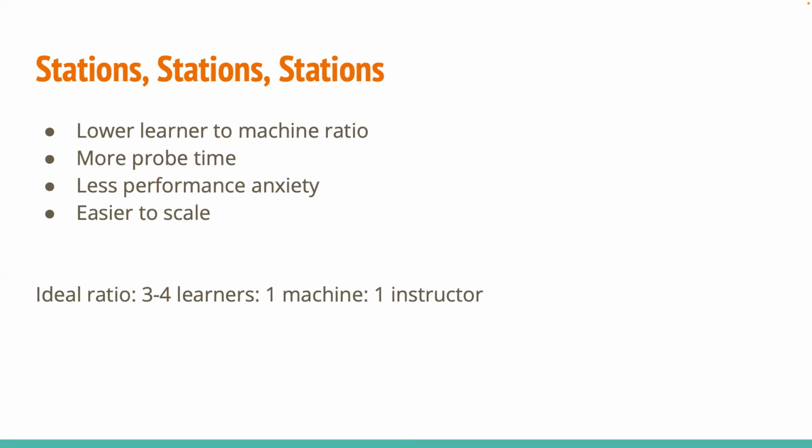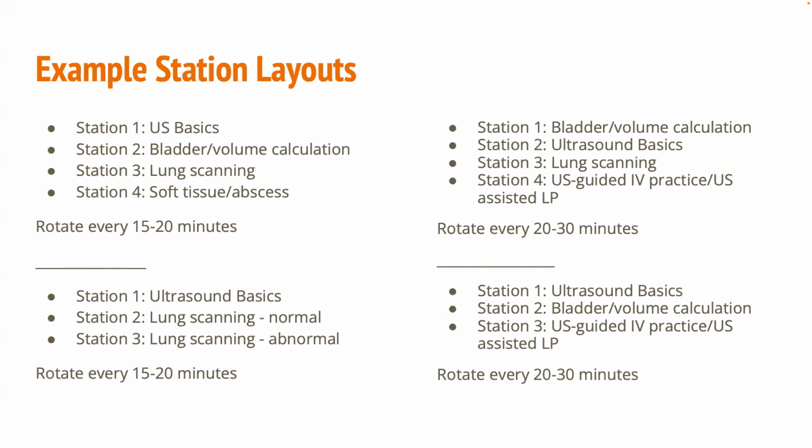And so stations are the way to go for these workshops, as you guys probably already know. It's easier to scale, and you have less performance anxiety. We found that 3 to 4 learners to one machine to one instructor is really good. You can go up to 5, but 3 to 4 is that golden ratio. And so these are some examples of different station layouts that you can utilize.